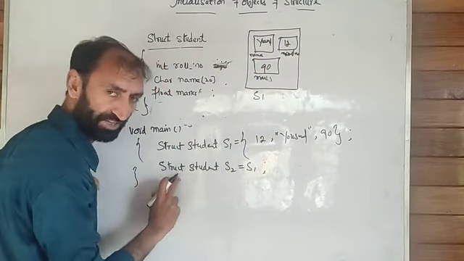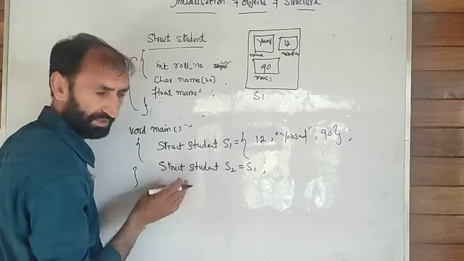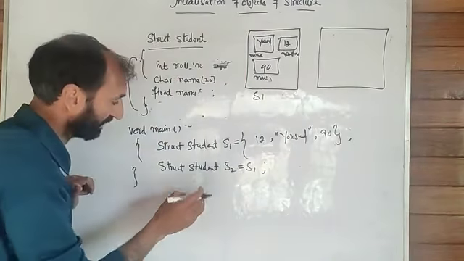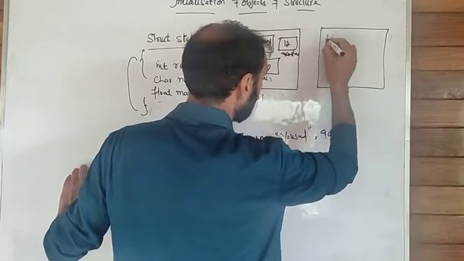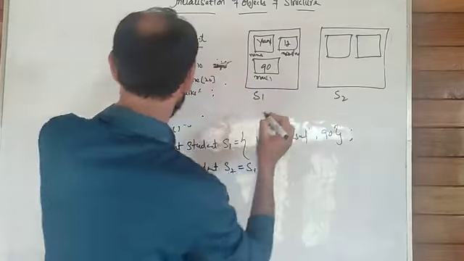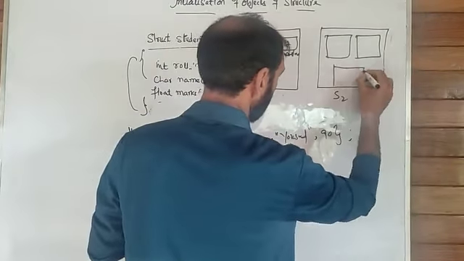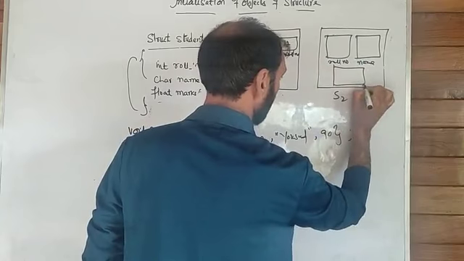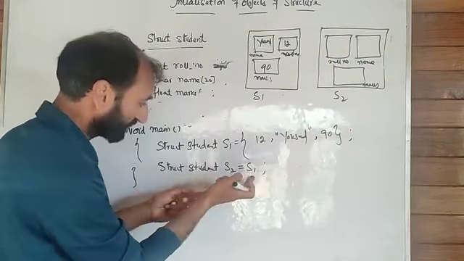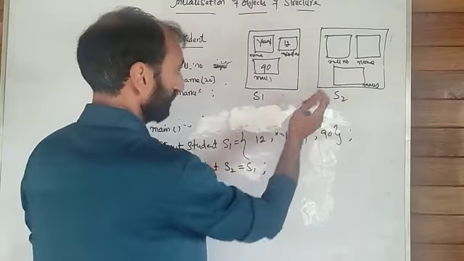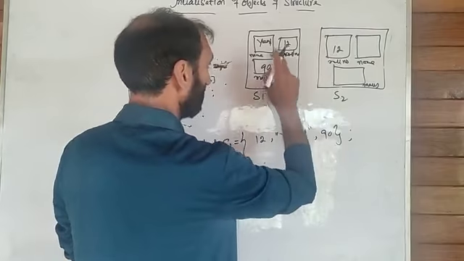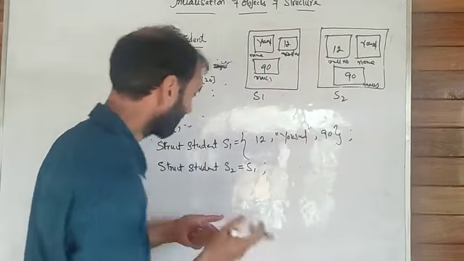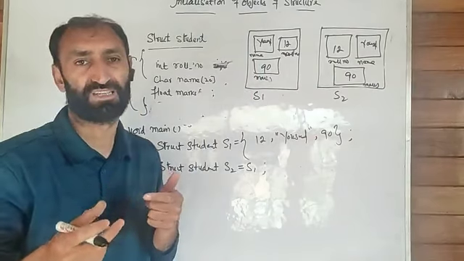What will happen by this statement? Another object will get created by the name S2, and it will contain all this information. That means it will contain roll number, name, and marks. S1 will get copied to S2. That means now in roll number there will be 12, in name there will be Yousuf, the same data, and in marks 90. We can also copy the objects of the structures.